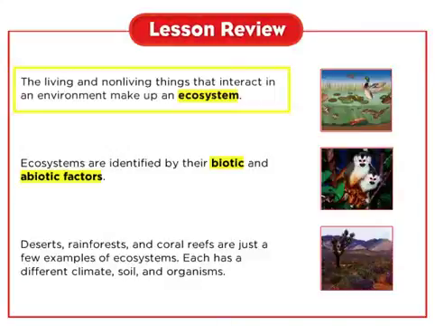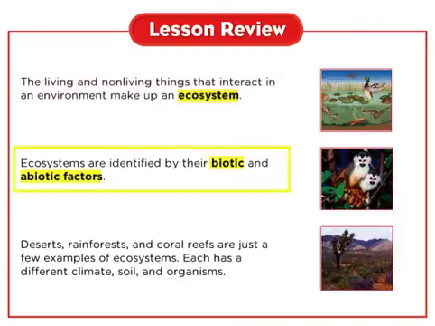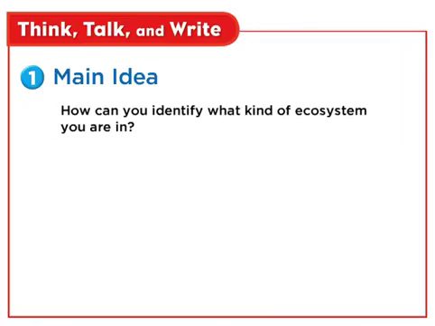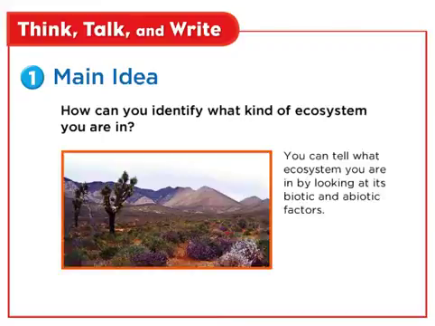The living and non-living things that interact in an environment make up an ecosystem. Ecosystems are identified by their biotic and abiotic factors. Deserts, rainforests, and coral reefs are just a few examples of ecosystems. Each has a different climate, soil, and organisms. How can you identify what kind of ecosystem you are in? You can tell what ecosystem you are in by looking at its biotic and abiotic factors.